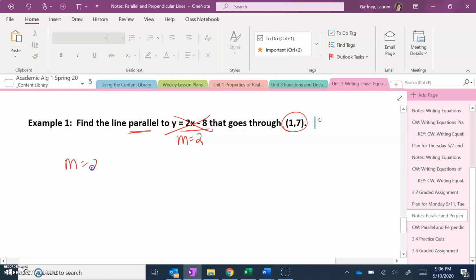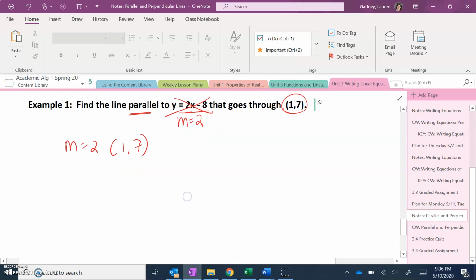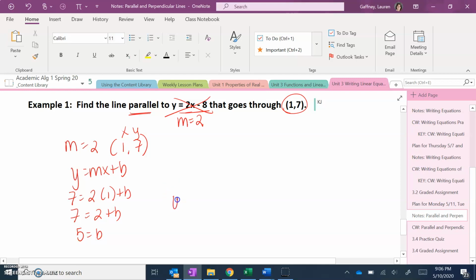Now I have m equals 2 and I have the point (1,7). Okay, so we know y equals mx plus b. So let's fill in. That's my x and that's my y. So 7 equals 2 times 1 plus b. So 7 equals 2 plus b. If you subtract 2, b is 5. So my new equation is y equals 2x plus 5.